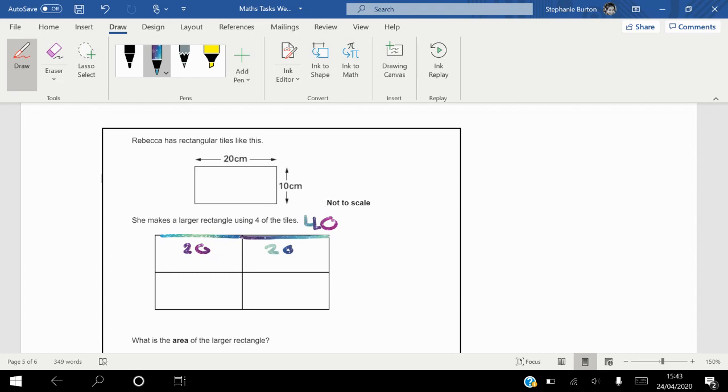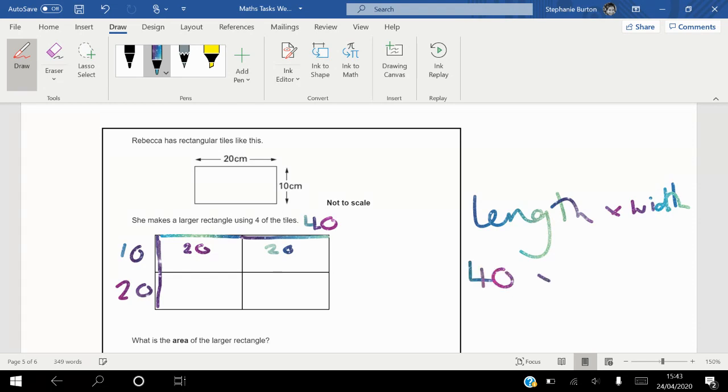Now I'm going to think about the width. And I've been told that the width of one tile is 10, which means that the width of 2 tiles is going to be 20. So if I'm remembering that to find area, I need to do length times width. Loving this pen, by the way. I'm going to need to do 40 times 20.